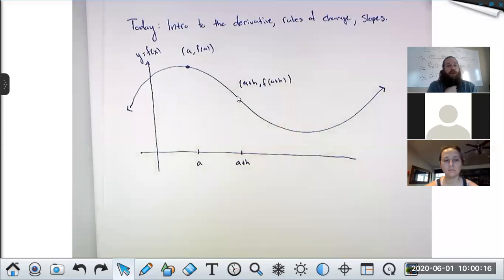Why am I choosing a and a plus h? So that things line up with the notation that you've seen for difference quotients before. So I'm looking ahead at what's to come, thinking about what you've seen in the past.